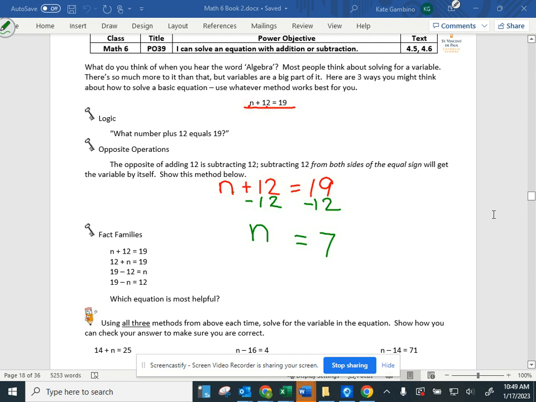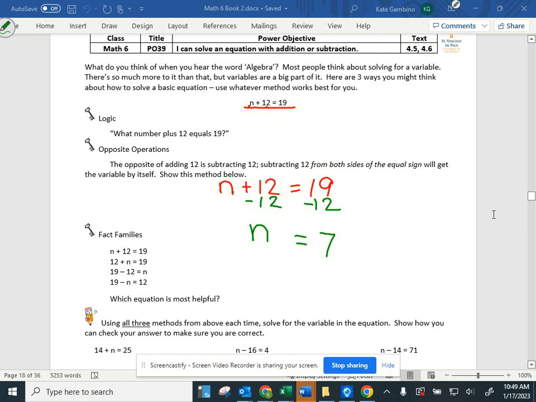So the logic we could do in our head quite easy. But the opposite operations, we need to know the steps because math will get more complicated. It's not going to be, oh, I can do mental math with this. Big kid math is not all about mental math. It's about knowing the steps that you're doing to get to the answer.